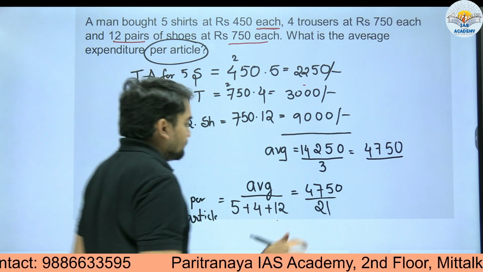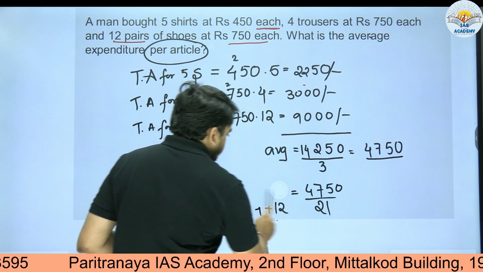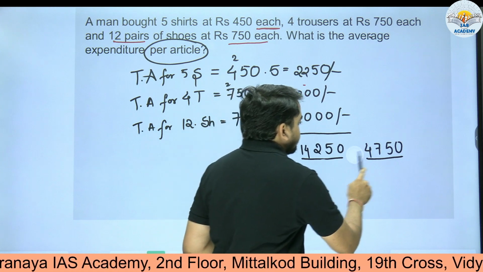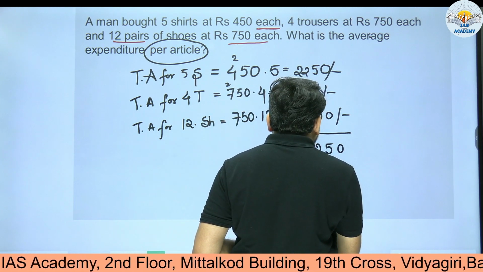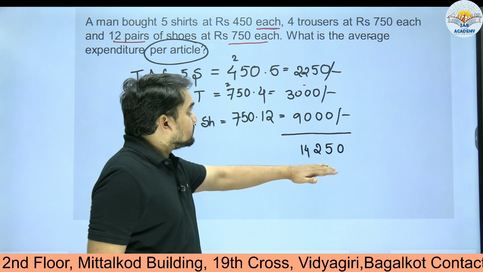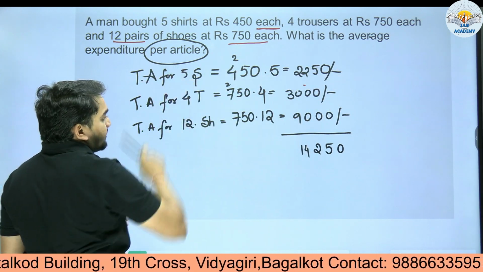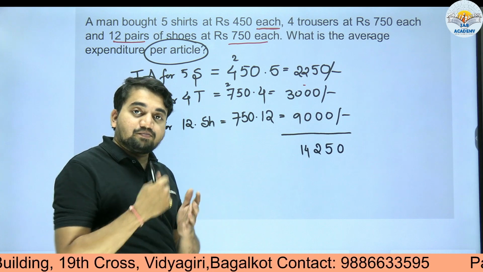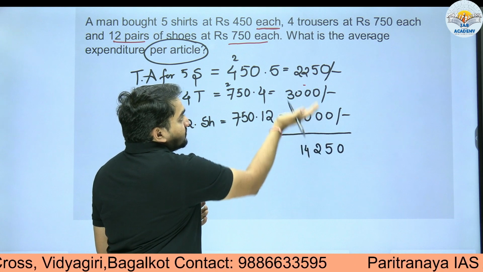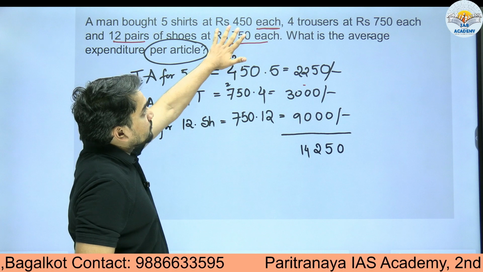Okay guys, we made a small mistake here. We were finding the average of the average. Till here we did it right. Secondly, what is the average expenditure per article? They have asked for the average expenditure per article itself. That means I do not have to take the average of 3 observations. Instead, I have to take the average with respect to the number of articles.